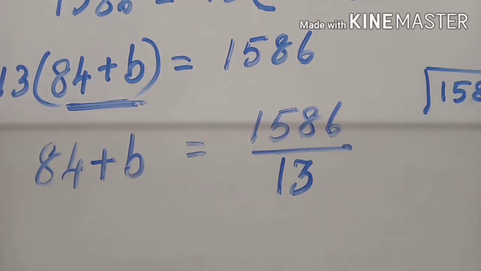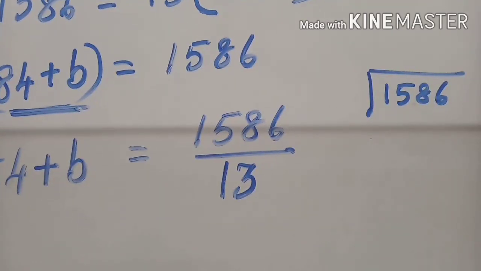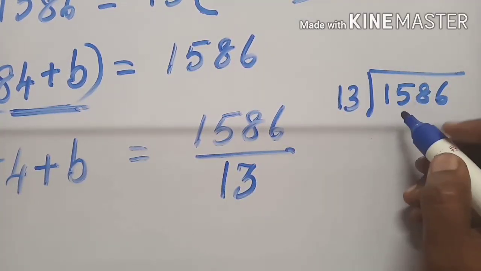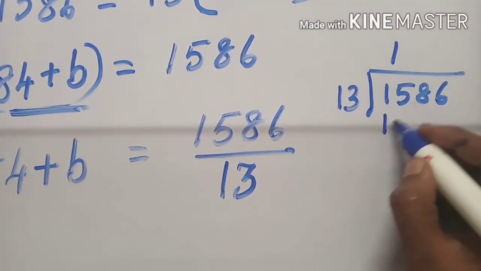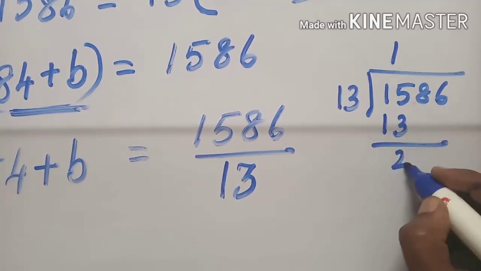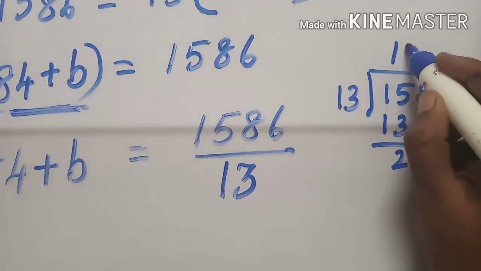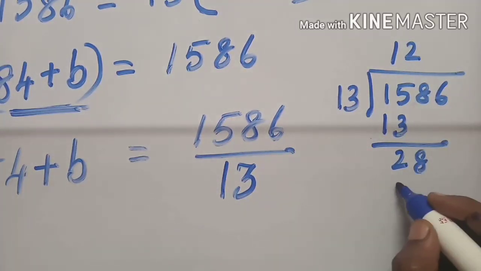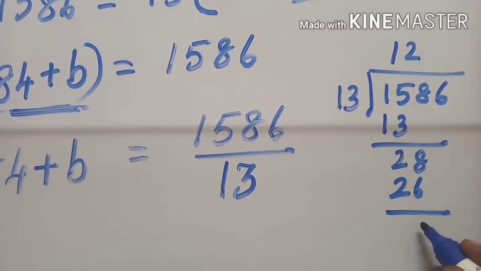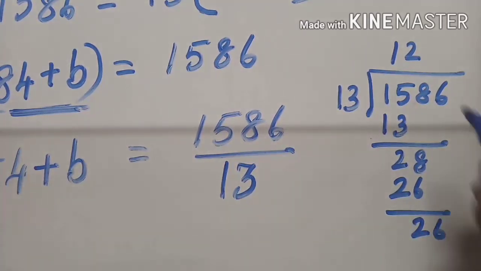1586 divided by 13. First, in 15, how many 13s are there? 1 13 is 13. So, subtract: 15 minus 13 is 2, and bring down 8, making 28. 2 times 13 is 26. Then 28 minus 26 is 2. Again, 2 13s are 26.